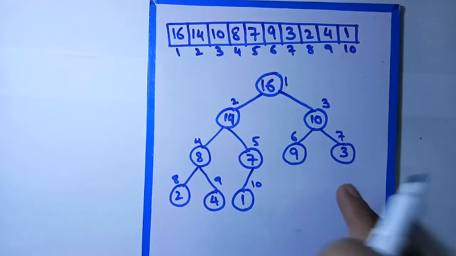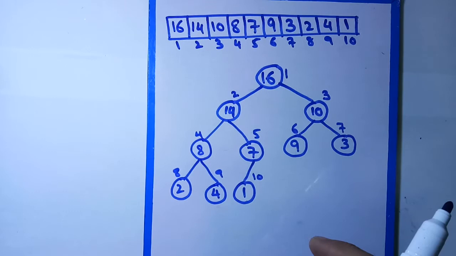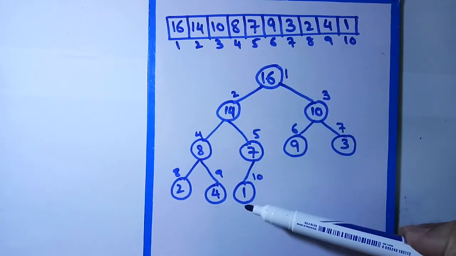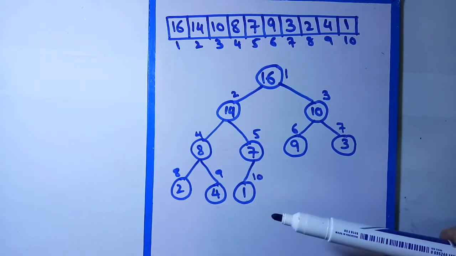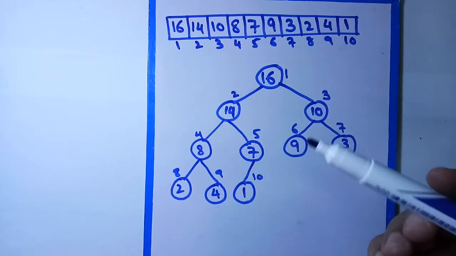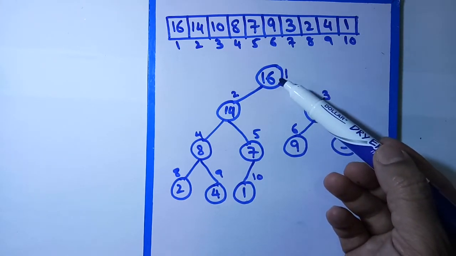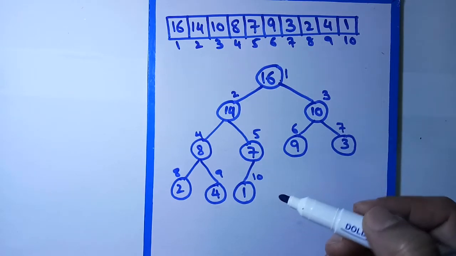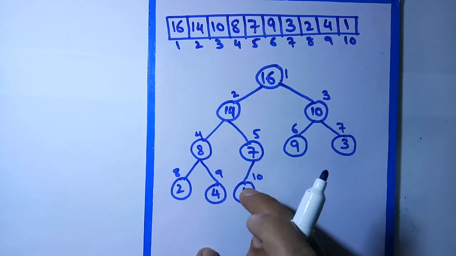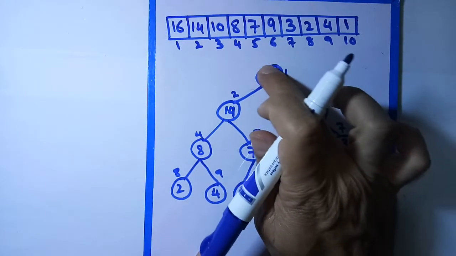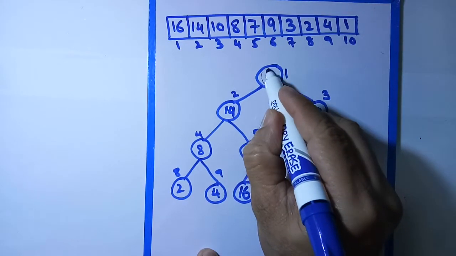So what's the logic? The logic is: build a max heap, then swap the root node with the last element and decrement the heap size. What does it mean? The first step is to swap the root node with the last node, and then decrease the size of the heap. It means move 16 here, and move 1 here, swap them.